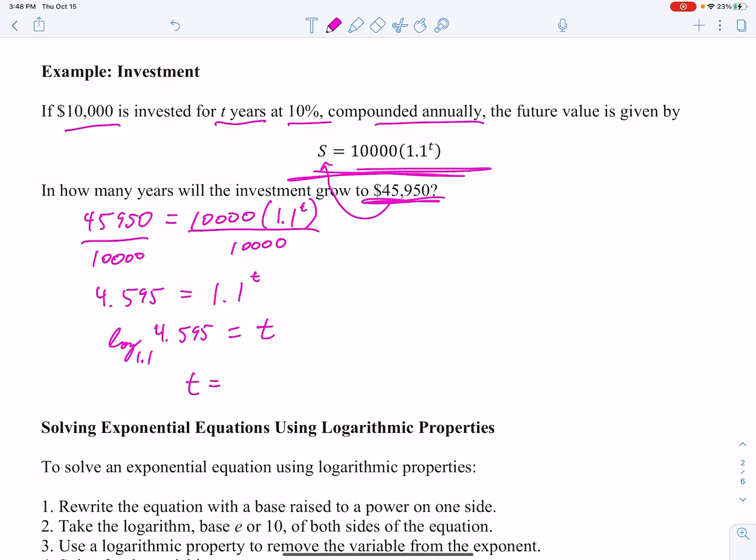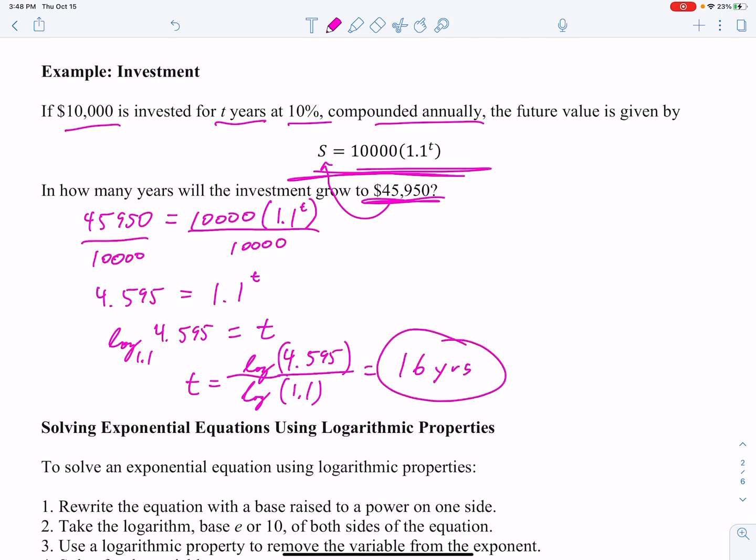So we can say T equals log of the argument, 4.595, divided by log of 1.1. And again, make sure you use those parentheses just like I did right there. Otherwise, the answer will come out wrong. All right, and you should get 16 years. So it should take about 16 years for the $10,000 to grow to 45,950 at 10% compounded annually. In other words, they'll give you interest on your money once a year.